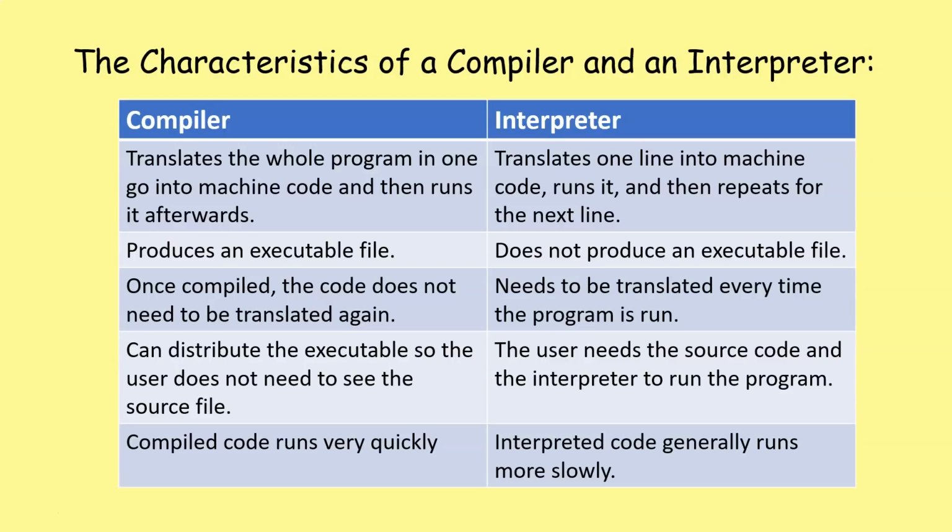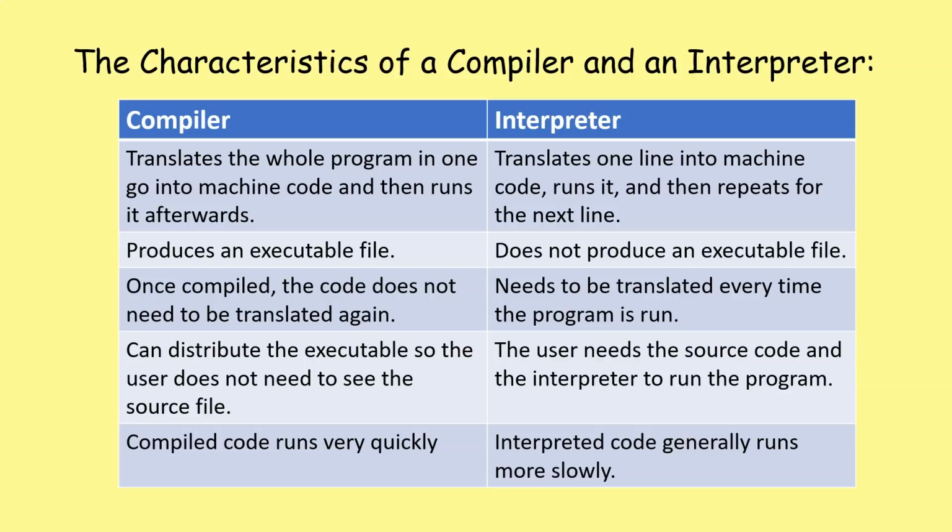Key differences and characteristics of compilers and interpreters. Compilers translate the whole program in one go into machine code and then run it afterwards. Interpreters translate one line into machine code, run it, and then repeat for the next line. With a compiler, you will end up with an executable file. So you'll have your source code file, but you'll also have this executable machine code file that will run independently. The interpreter does not produce an executable file. With the compiler, once it's compiled once, the code does not need to be translated again unless you go back and change that original code. Whereas the interpreter needs to be translated every time the program is run.